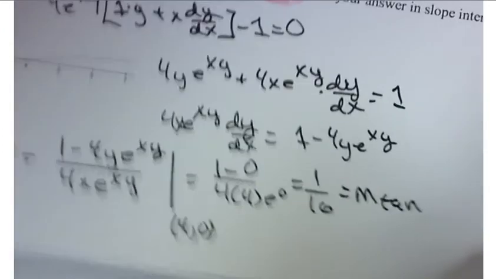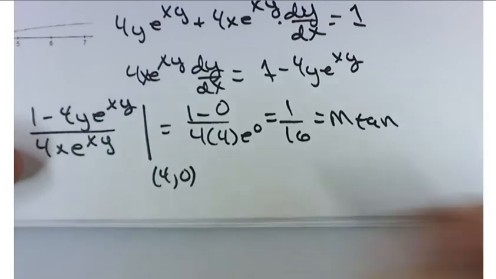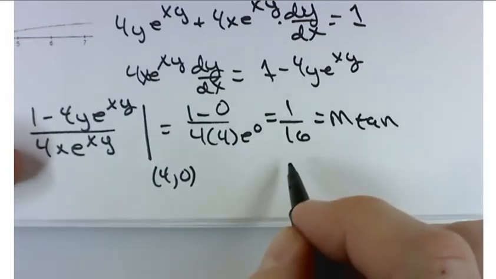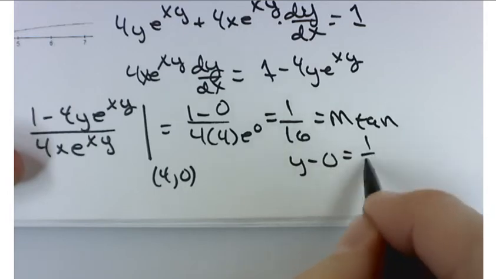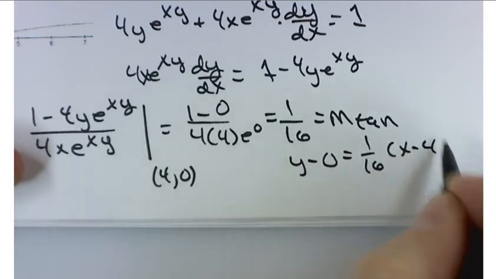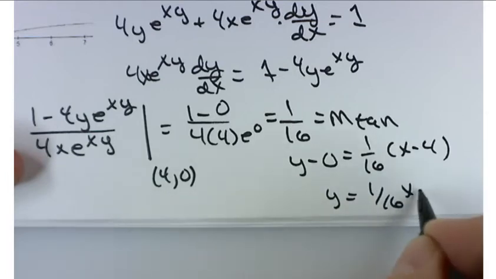All right, last but not least, y minus y1 equals m times x minus x1. It's going to look like this. y minus 0 equals 1/16 times x minus 4, which turns into y equals 1/16 x minus 1/4.